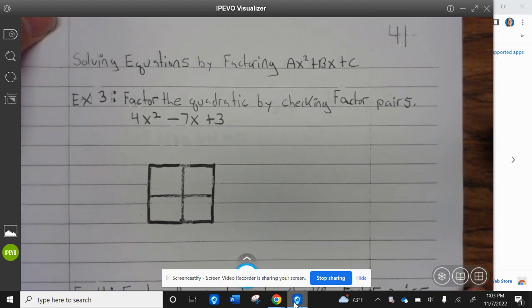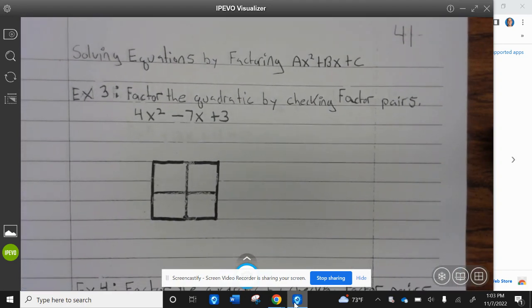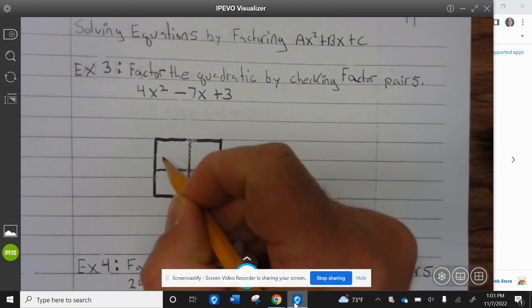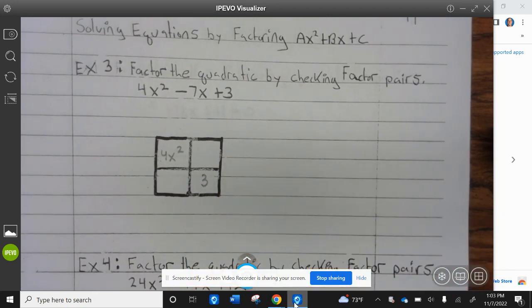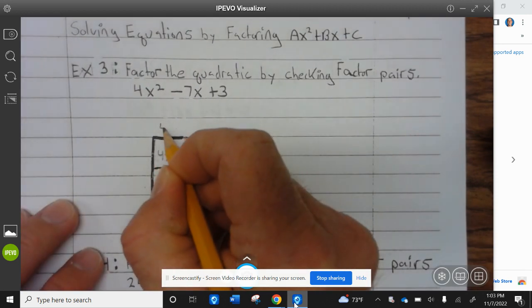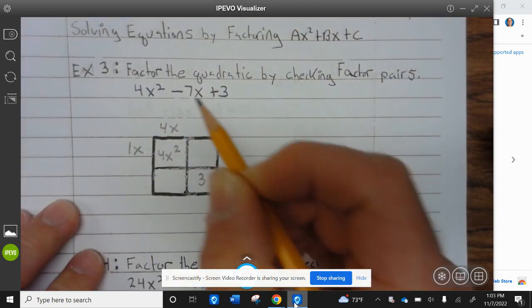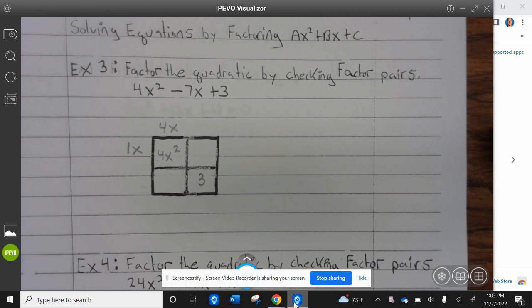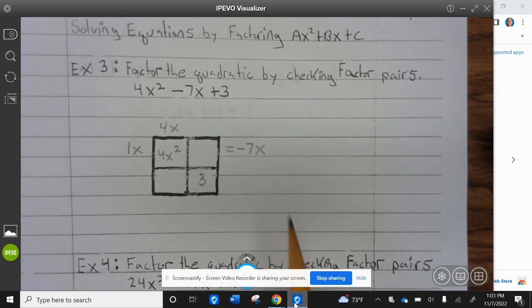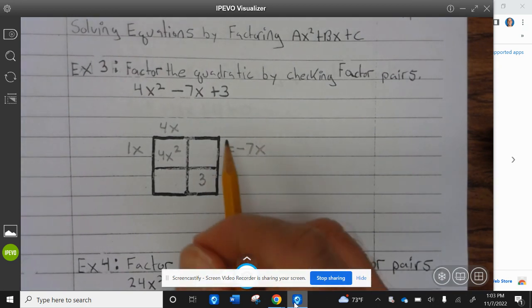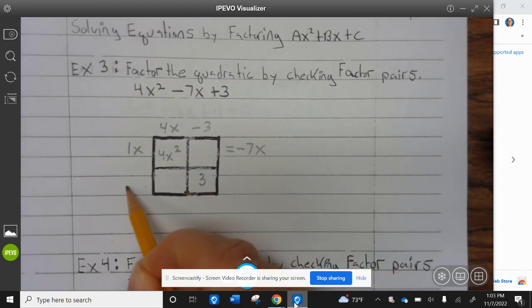All right, example 3. Factor the quadratic by checking factor pairs. Okay, so first term 4x squared. Last term positive 3. All right, in order to get 4x squared, that's 4x and 1x. Now, the middle number needs to be a negative 7x. That means that in order to get a positive number here and a negative here, we have to multiply by a negative 3 and a negative 1.